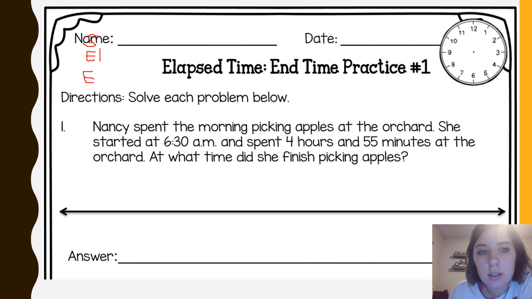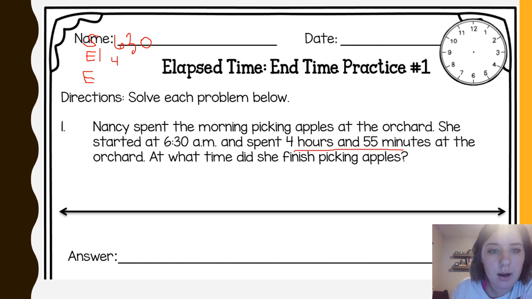Okay, start time. I know she started at 6:30. That's what it tells me. Elapsed time. I apologize for my poor handwriting. It's very difficult to write with this. How much time has passed? Well, they said she spent 4 hours, 55 minutes at the orchard. End time. At what time did she finish picking apples? That is what we are going to solve.